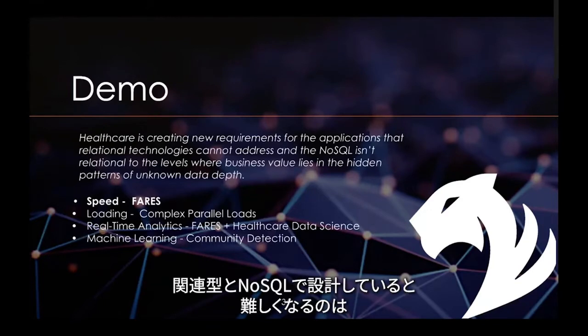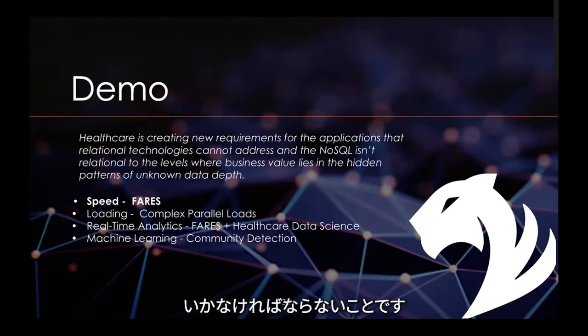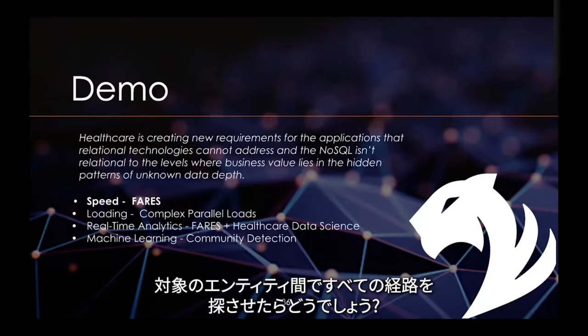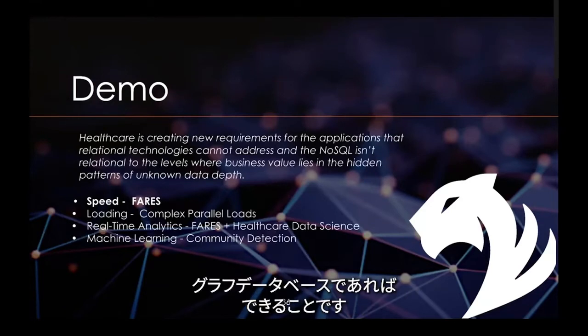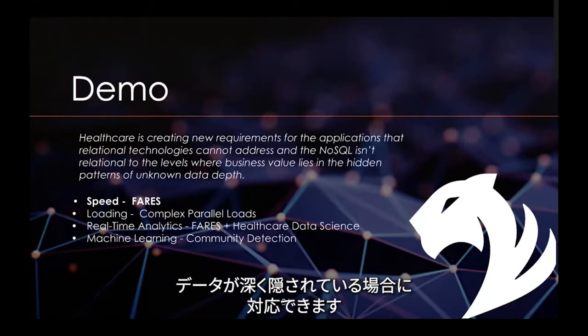The challenge with relational and NoSQL has been that if you are designing a solution around them, you need to find the path which you need to follow. What if we throw all this data in, and the solution itself is able to find all the possible paths between these entities? That's only possible using graph databases, where you don't know or you don't want to know what path to follow to find a correlation. The data is in the hidden depths.